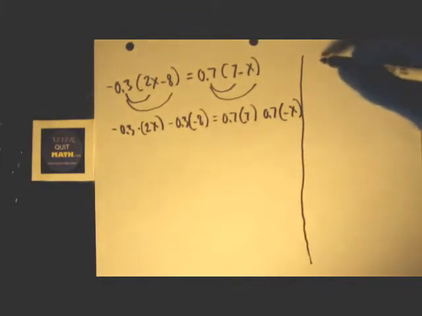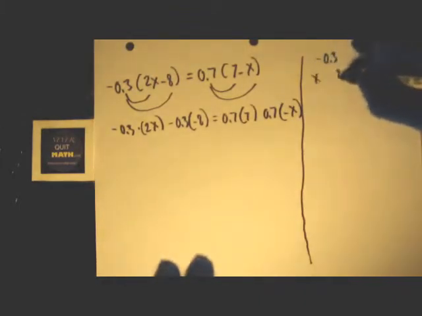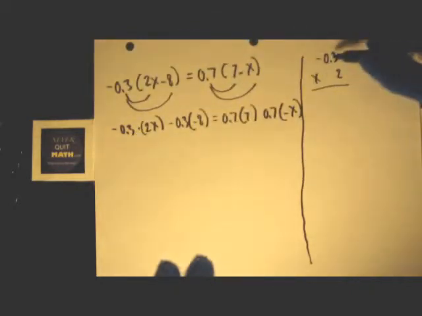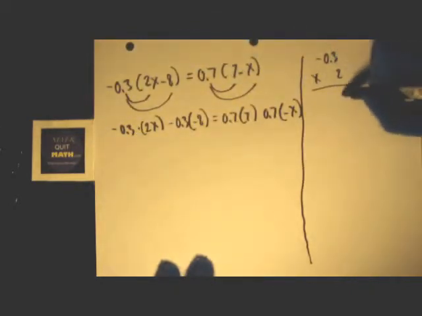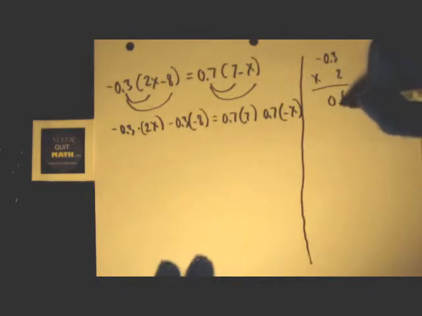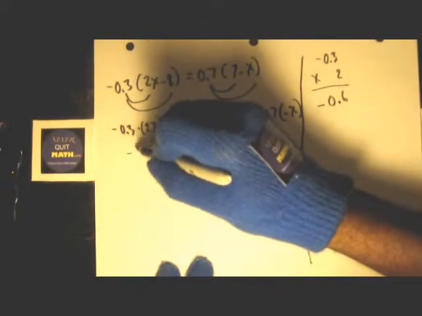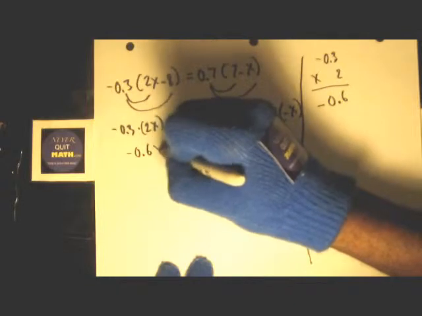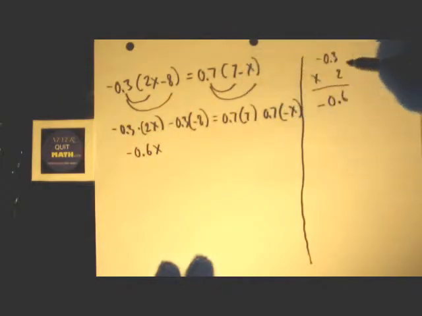So let's do our math now. I got negative 0.3 times 2 for my first distribution. 3 times 2 is 6, 0 times 2 is 0. Then I ask how many numbers are behind the decimal place? Just one, the 3. So it's the same for my answer. I also notice negative times positive gives me negative. So I would get negative 0.6x right here.